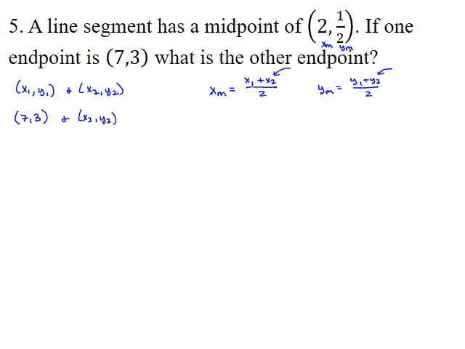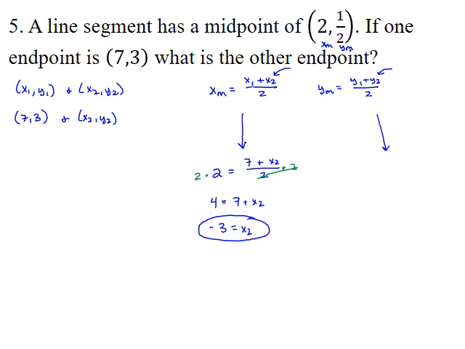So let's solve each of these. Let's start with the x. So x sub m we know is 2, x sub 1 we know is 7, we don't know x sub 2, and we're going to divide all of that by 2. I'm going to multiply both sides by 2 to get rid of my fraction. That's going to give me 4 equals 7 plus x sub 2. Then if you subtract the 7 over to the other side, you will find x sub 2 is equal to -3. So that's half of your second point.